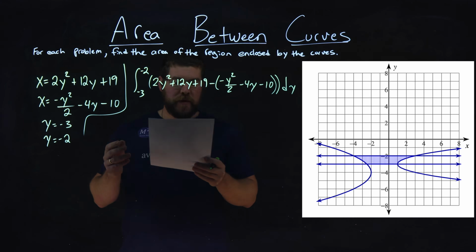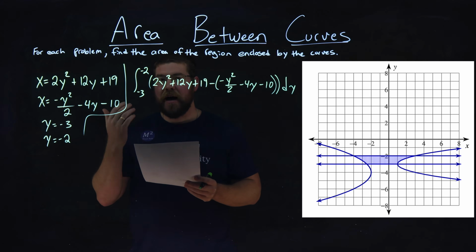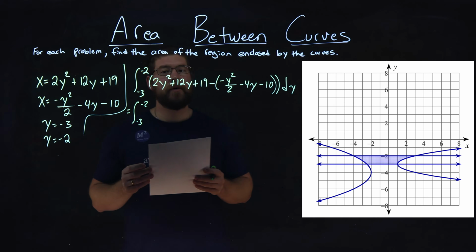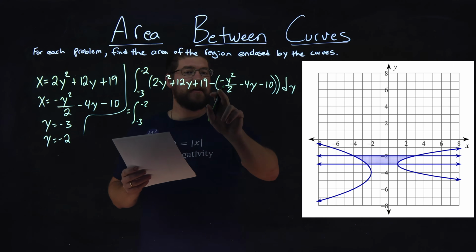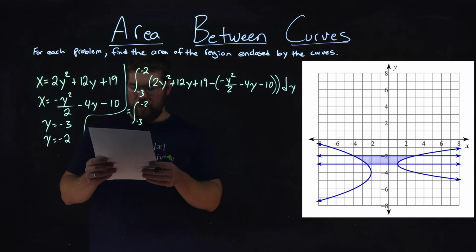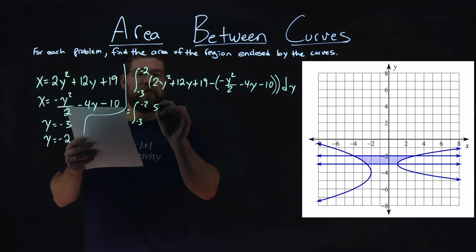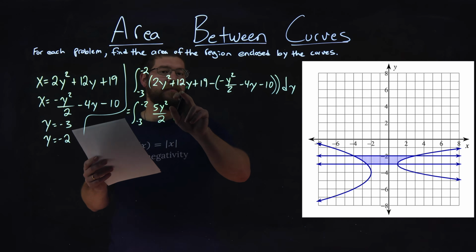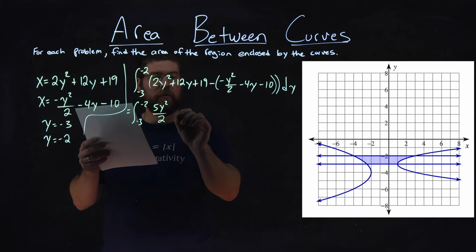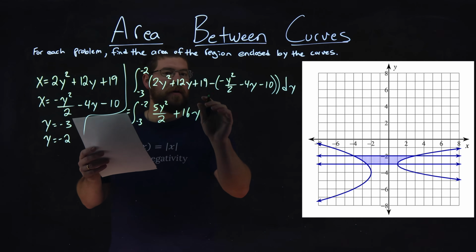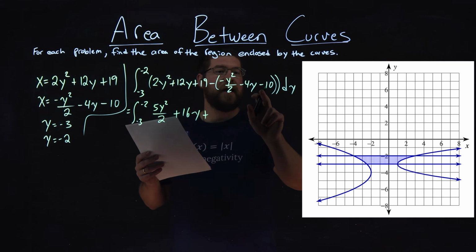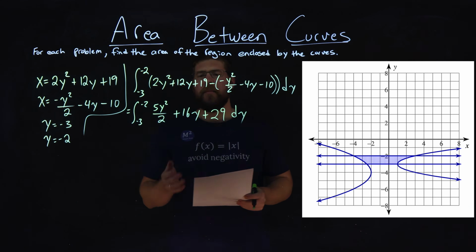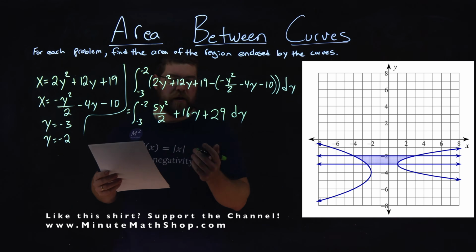Now from here we want to simplify this integral. So we're going to rewrite this from negative 3 to negative 2 and combine our like terms. 2y squared minus a negative y squared over 2 is like adding a positive, and that gives us 5y squared over 2. Then 12y minus a negative 4y is plus a positive 4y, and we have 16y. Plus 19 minus negative 10, plus a positive 10, is 29, and we have dy here. Much easier integral to solve, so now let's integrate this.